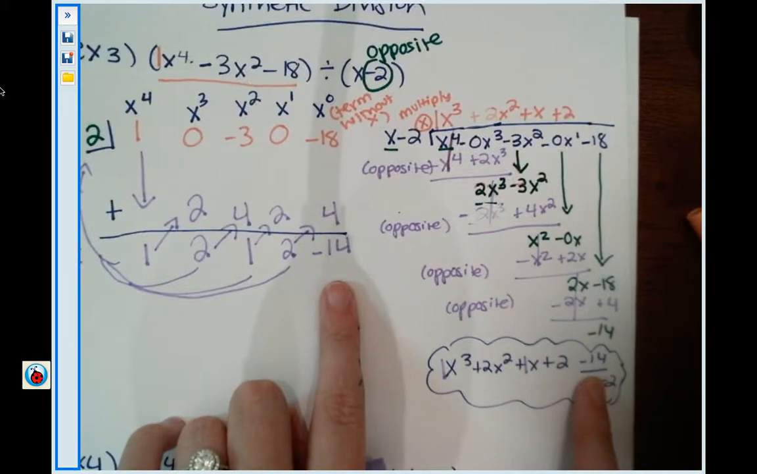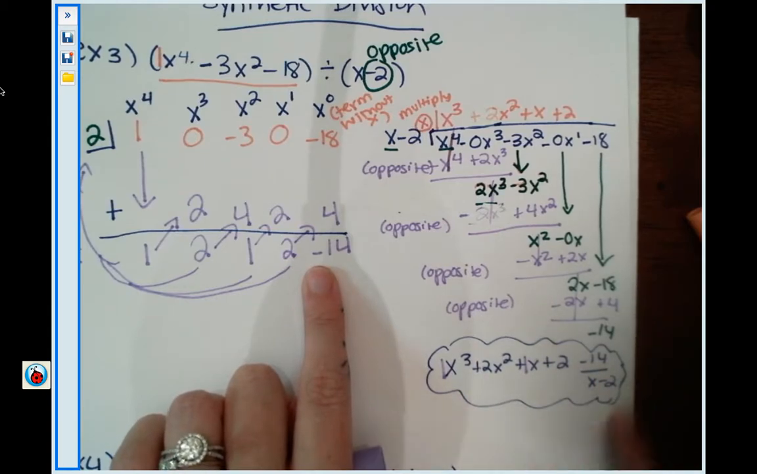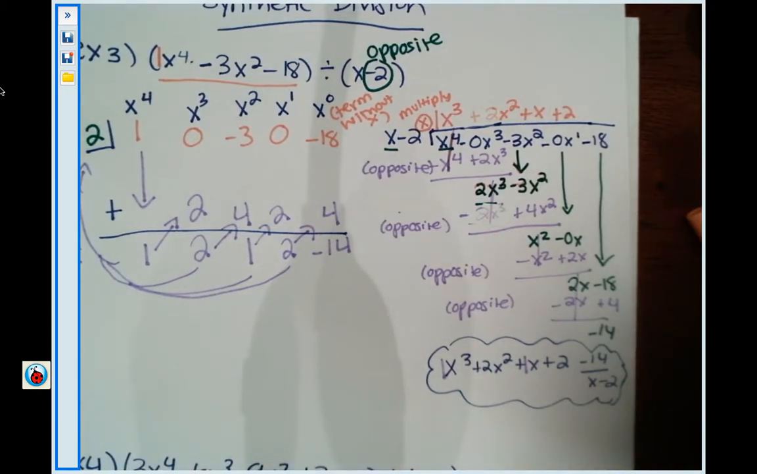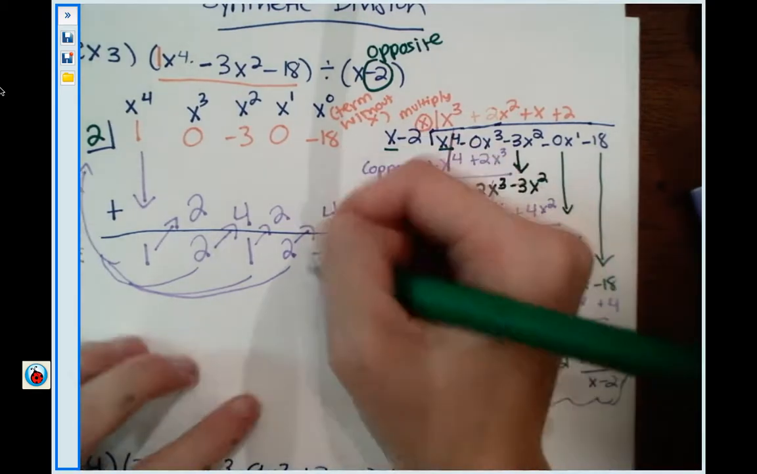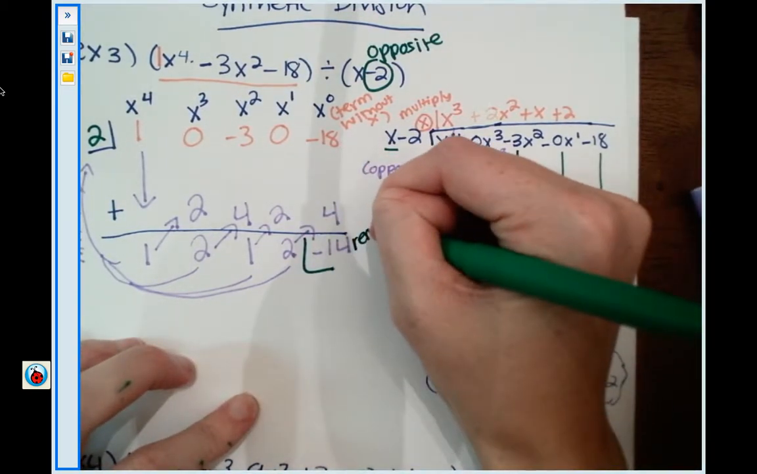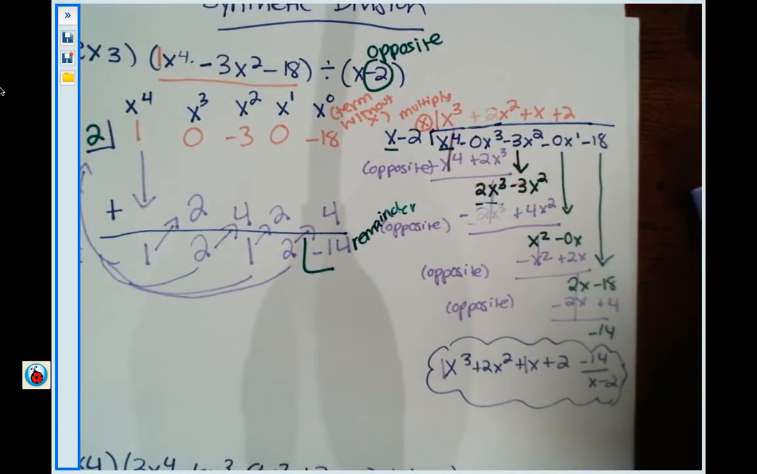Holy hot dog, you guys, do you see it? I'm going to tell you right now, this is not a coincidence. These are the answers to your final quotient. And guys, the last number is always our remainder. So this one, always box it off because it's the remainder. The last number in synthetic division is always your remainder.